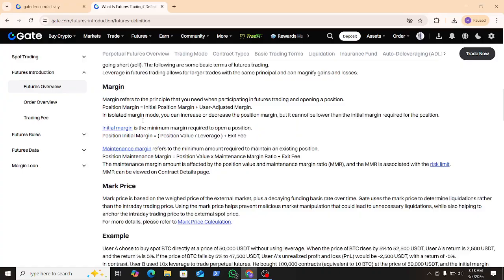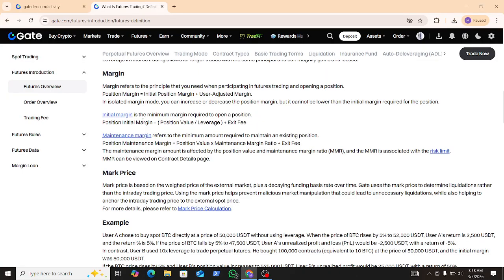Mark price. Mark price is based on the weighted price of the external market plus a decaying funding basis rate over time. Gate uses the mark price to determine liquidation rather than the intraday trading price. Using the mark price helps prevent malicious market manipulation that could lead to unnecessary liquidation, while also helping to anchor the intraday trading price on the external spot price. For more detail, please refer to the mark price calculation.